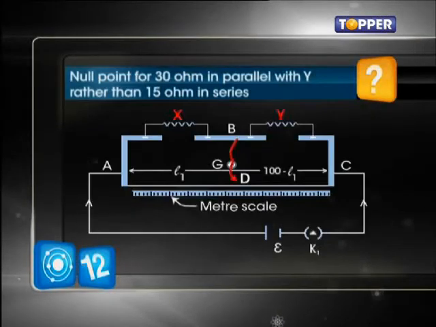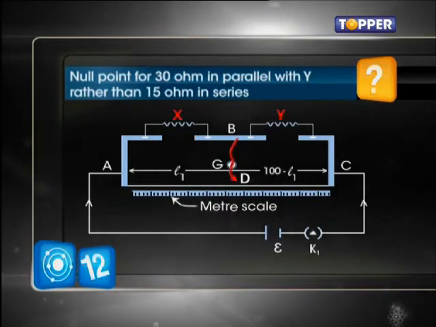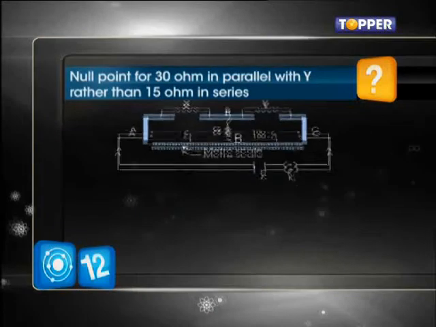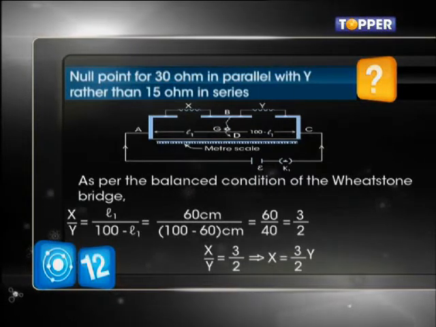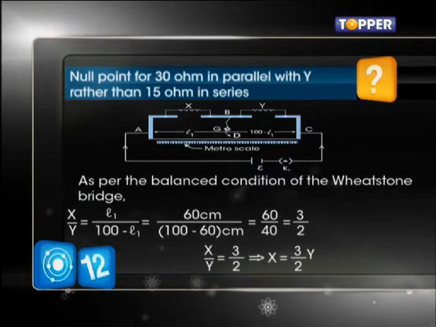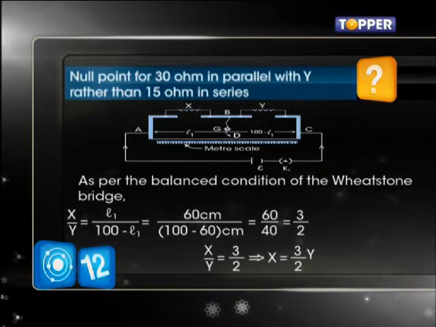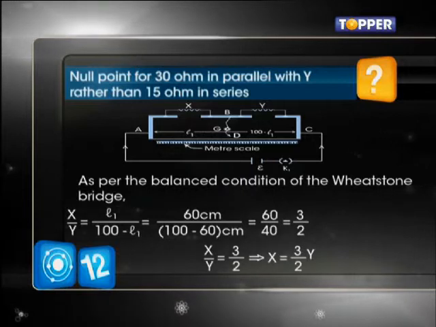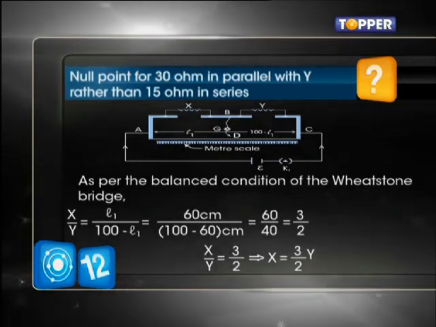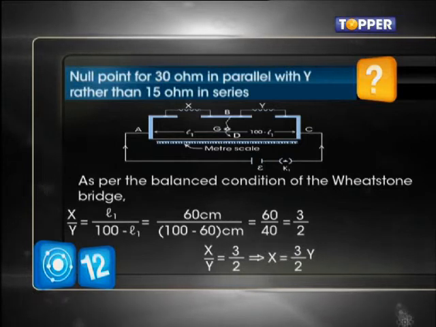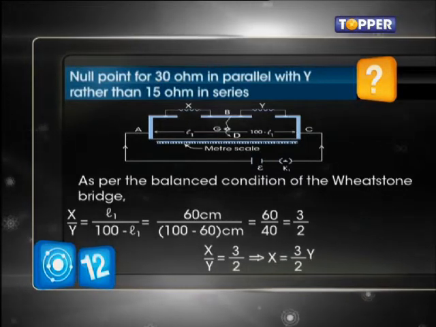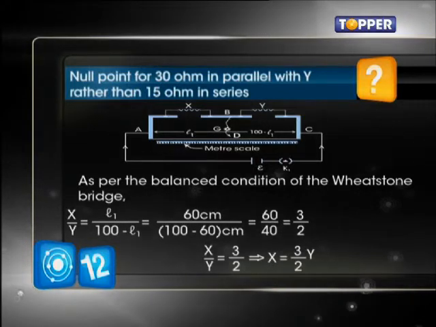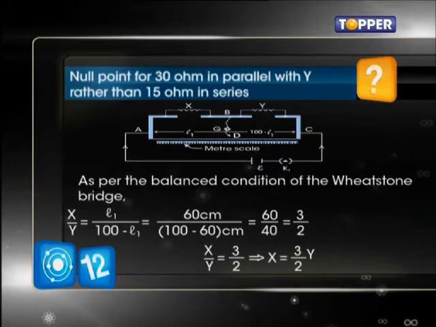As we know, the meter bridge is the practical application of Wheatstone bridge that is used to measure an unknown resistance. Using the balance condition of a Wheatstone bridge, we have X by Y equal to L1 by 100 minus L1, where X and Y are two given resistances and L1 is the length of the wire from the point A to the obtained null point. On simplifying, we get the relation X equal to 3 by 2 into Y.